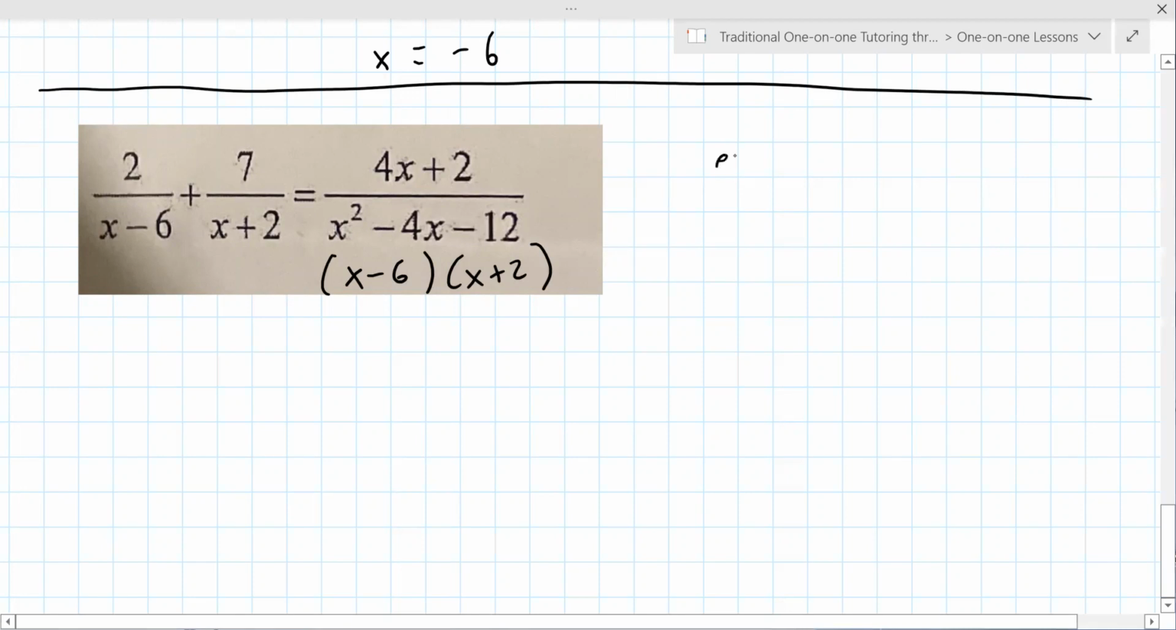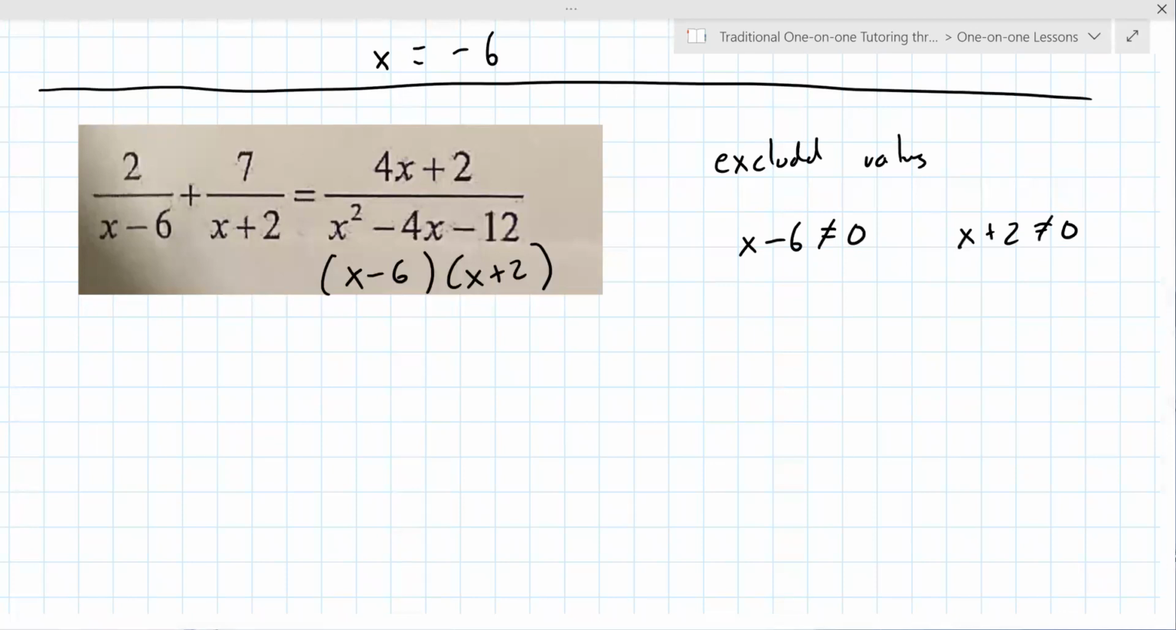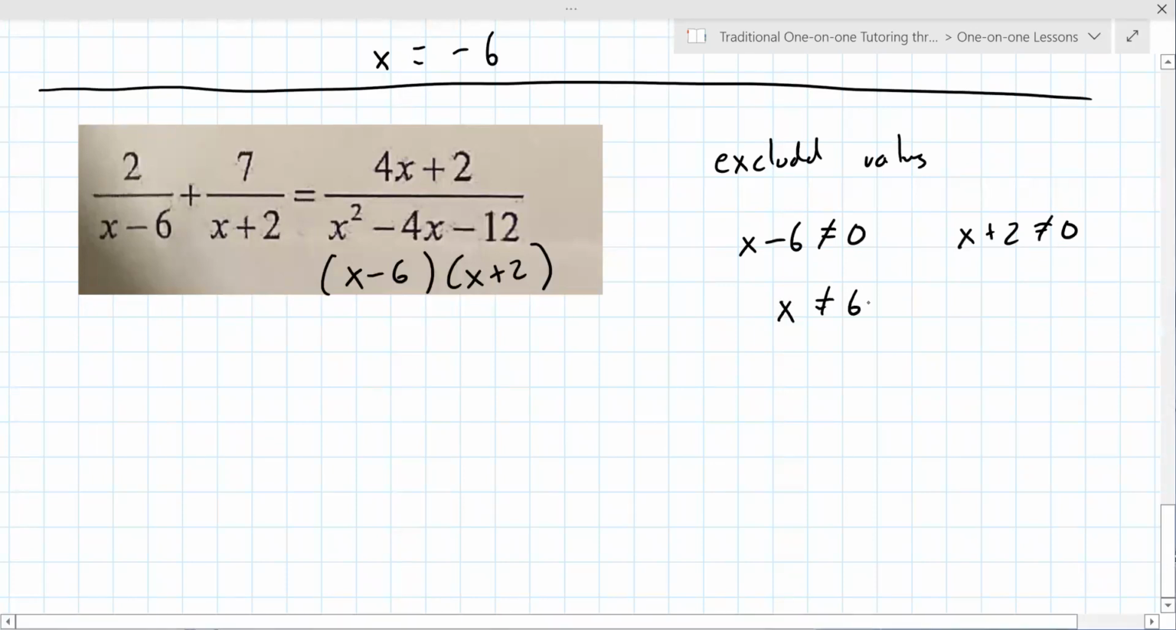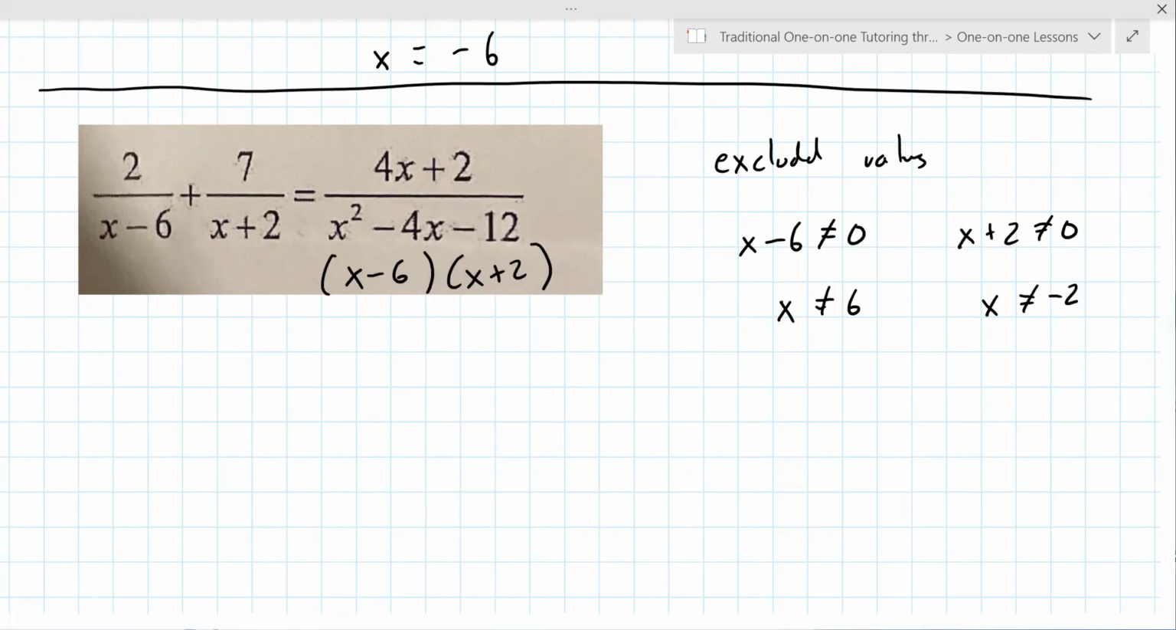So you want to figure out your exclusions, your excluded values. And you do that by setting the bottom not equal to 0, x plus 2 not equal to 0. So x cannot be 6, x cannot be negative 2. And as you just said, as long as the answer is anything but those, you're good. Okay.